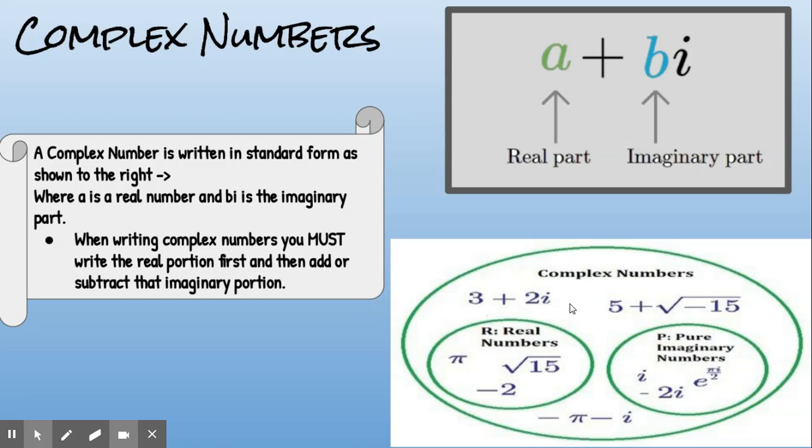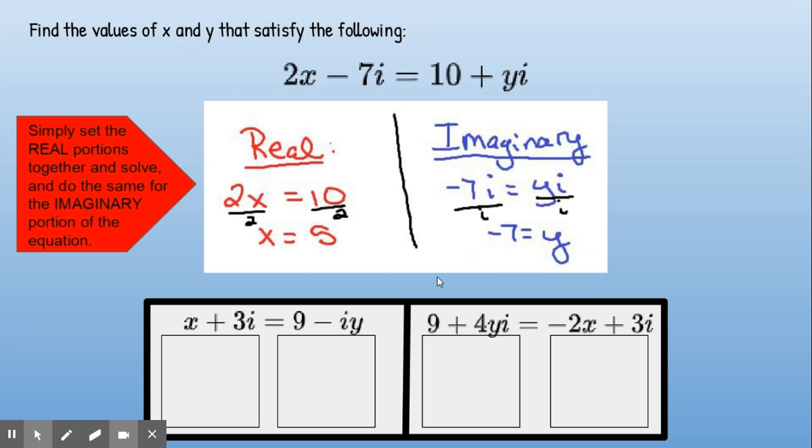It is important that you write the real portion first, and then you add or subtract that imaginary part. We can do a bunch of things with our complex numbers. We can solve equations and find missing variables by simply putting together your reals and your imaginaries. And again, by writing them correctly, you should know that the real portion is always the first part, and the imaginary is always what's added or subtracted behind it. And it will also always have an i involved.